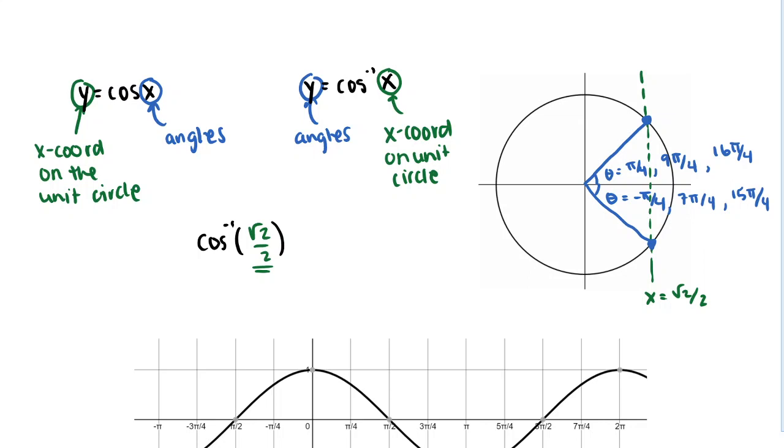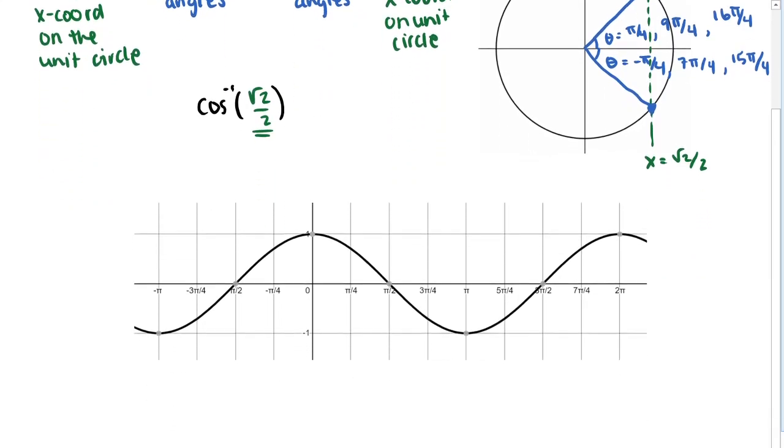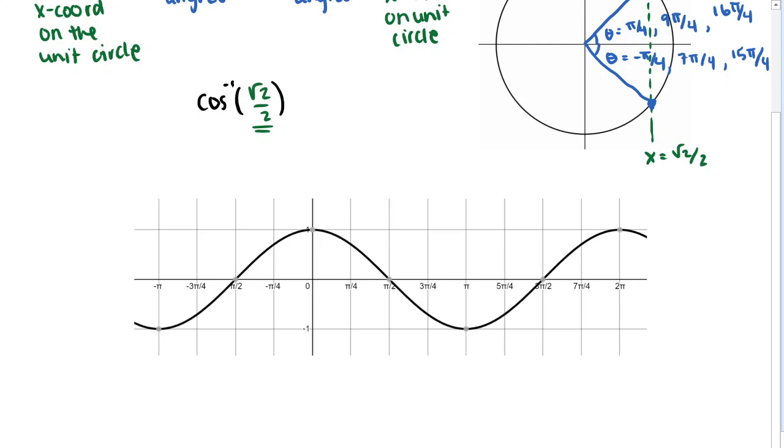Well, here, if we look at the cosine function, right, it does not pass the horizontal line test. If I look at the square root of 2 over 2 as an output of this cosine function, so this is a height of the square root of 2 over 2, there are many different angles which give us this output from our cosine function.